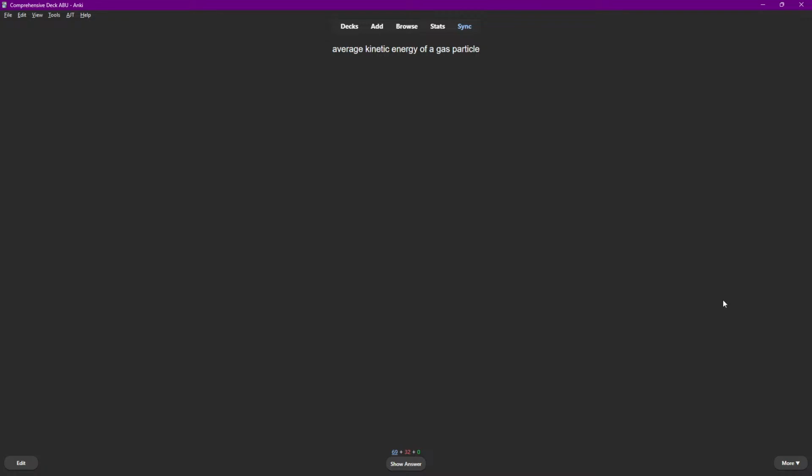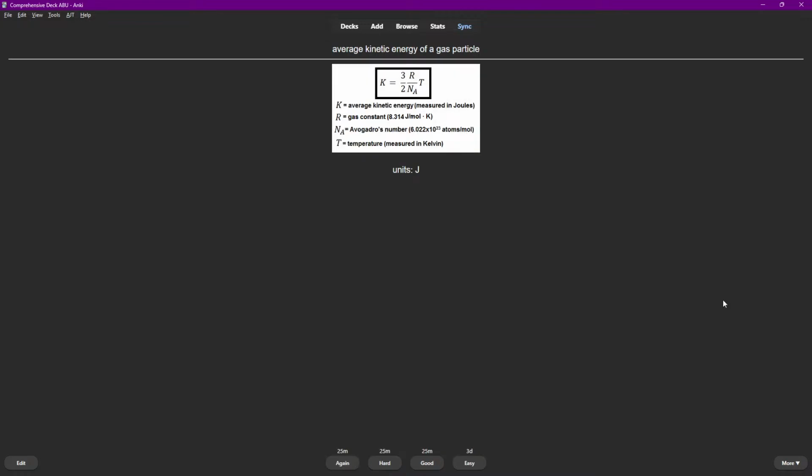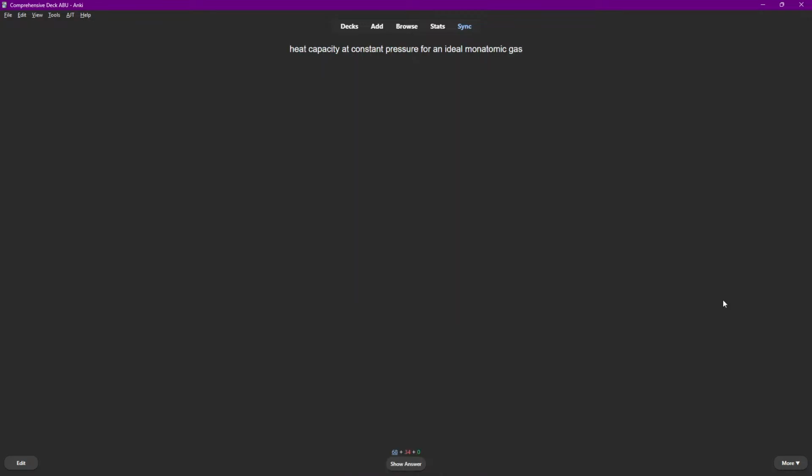Average kinetic energy of a gas particle. K equals 3/2 R. I forgot about this one. Write this one down. I forgot about my thermodynamics equations. 3/2 R N A T. I almost forgot this one. That would have been bad. It's been a while since using this one. It's been a whole semester.